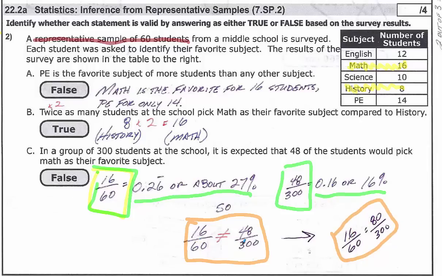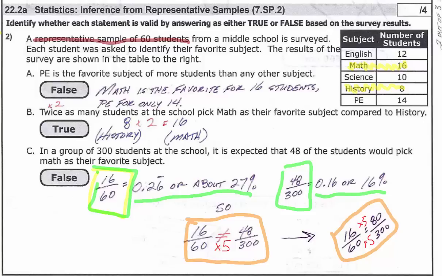60 times 5 would give you the 300. So if we did this, and we said, okay, right here, 60 times 5 gives us 300. So if I bring that idea over, 60 times 5 is 300. So 16 times 5 is 80.